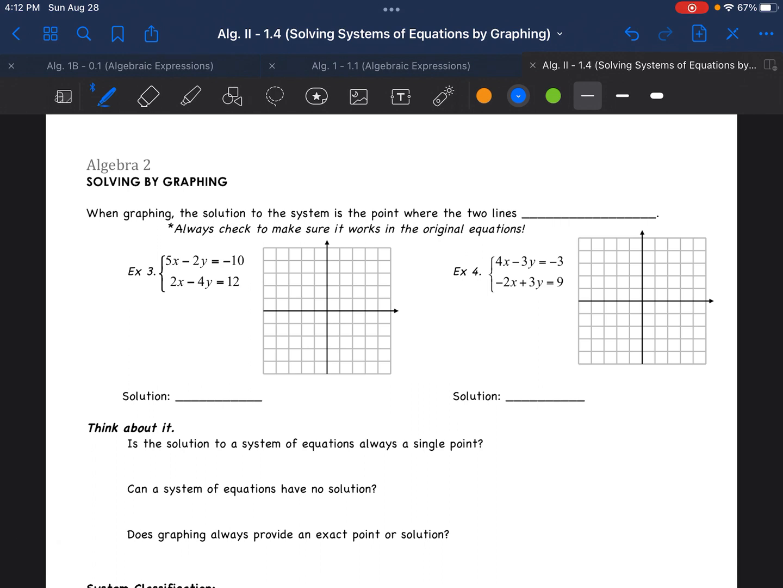So now we're actually going to start solving these systems of equations, and we're going to be doing it by graphing, like I said. This is going to be the first of 3 methods we learn. When graphing, the solution to the system is the point where the 2 lines intersect, meet, touch, however you want to word it. And you can always check to make sure that it works in the original equations.